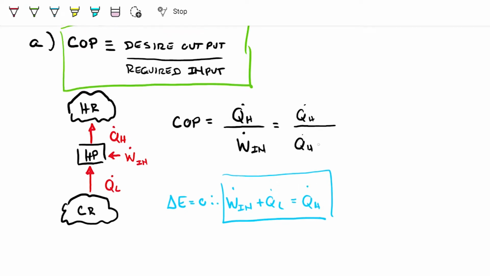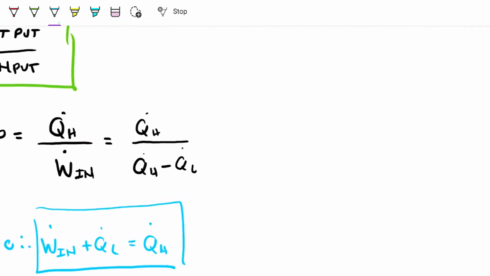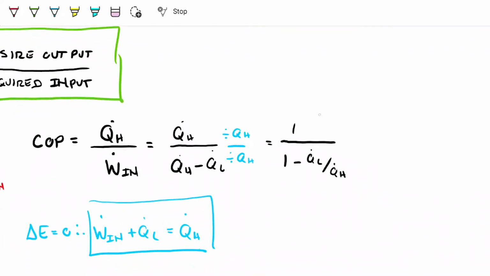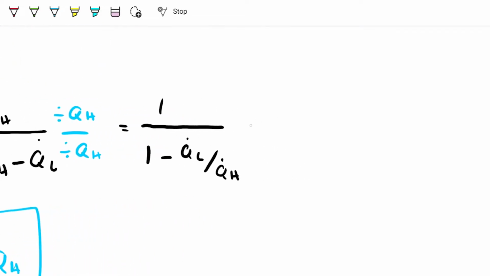So QH minus QL. To simplify, I'm going to divide both top and bottom by the same thing, which is the same as dividing by 1. This gives me 1 on the top, and in the bottom, 1 minus QL divided by QH. I'm going to use this form because, and only because, this is a Carnot heat pump, that's why it's important to know it's a Carnot heat pump, I can make a transformation here.